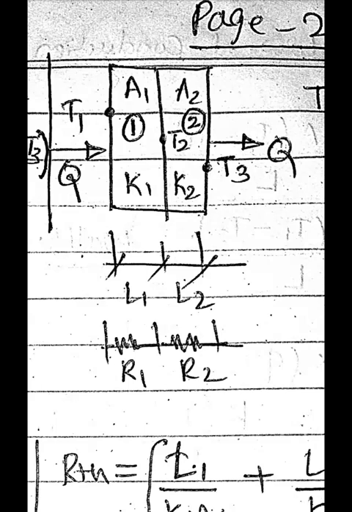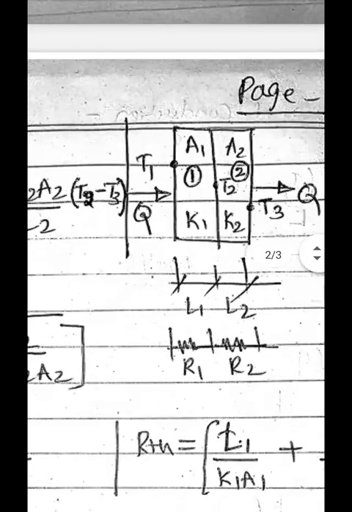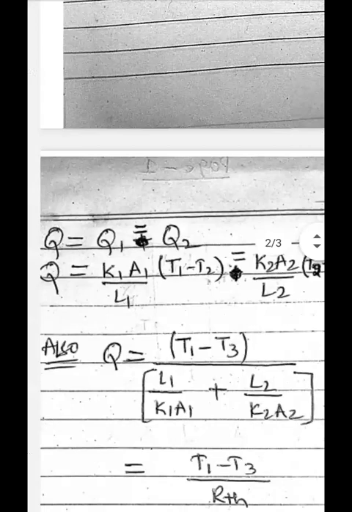जितना हीट फर्स्ट वॉल को जाता है उतना ही हीट सेकेंड वॉल को भी जाता है. Okay, now come to this part now. Okay, very first, so Q is equal to the very first equation. Q is equal to Q1 is equal to Q2, right?